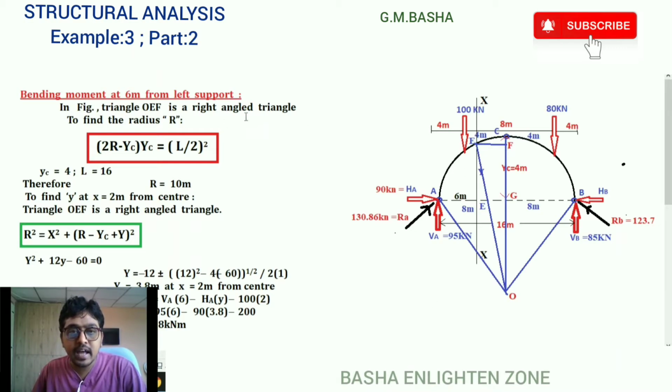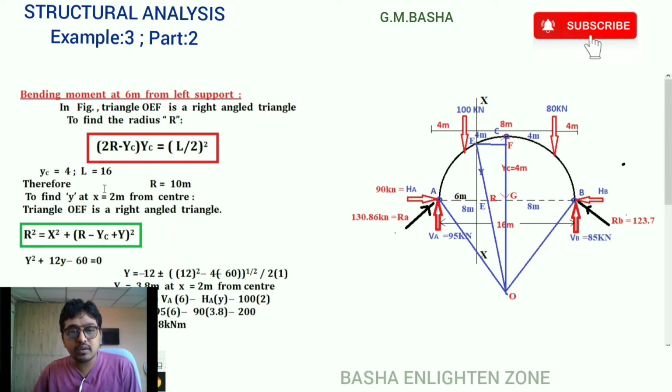OEF is a right angle triangle to find the radius R. So OC is the radius R. Here OC is the radius R, OA is the radius R, OE is the radius R, and OB is the radius R. So from the right angle triangle, OE is the radius R. Based on this triangle only, you will get these two relations.